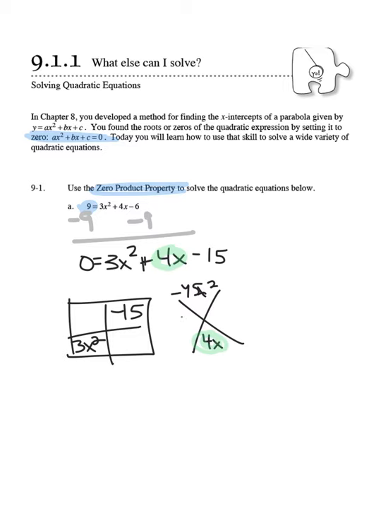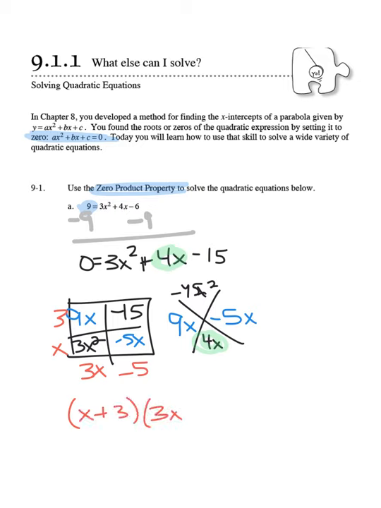Our numbers are going to be 9 times 5 is 45, and if we did 9 minus 5, we would get 4, and they would multiply to negative 45. So we put in 9x and negative 5x. We look for that common factor. 3x times x would make 3x squared. 3 times 3x times another 3 would make 9, and 3 times negative 5. So we write our factors, x plus 3 and 3x minus 5 is equal to 0.